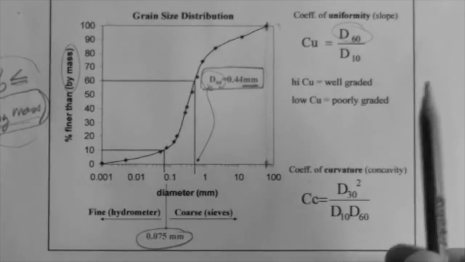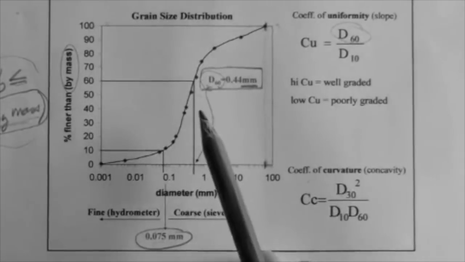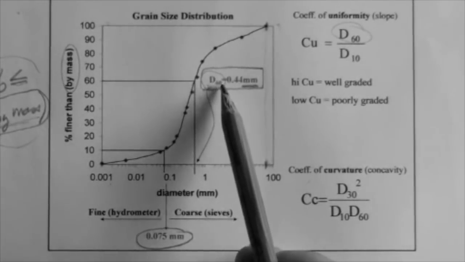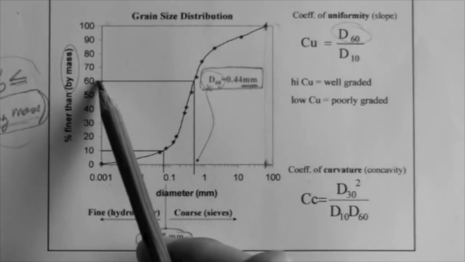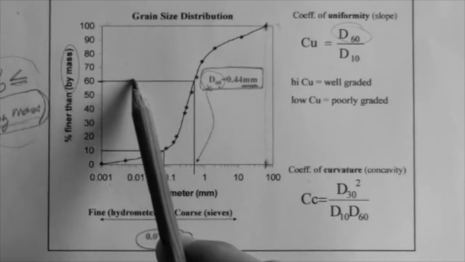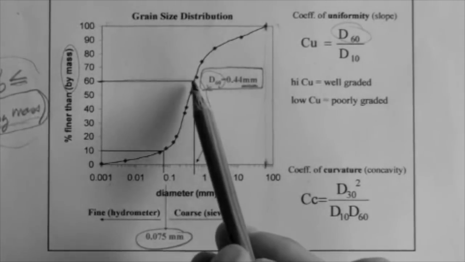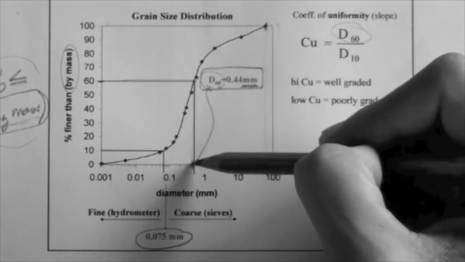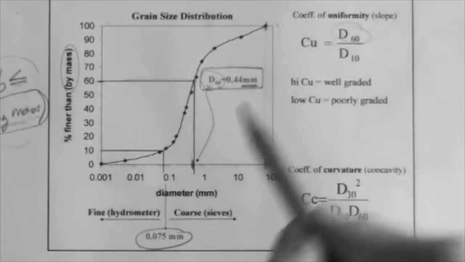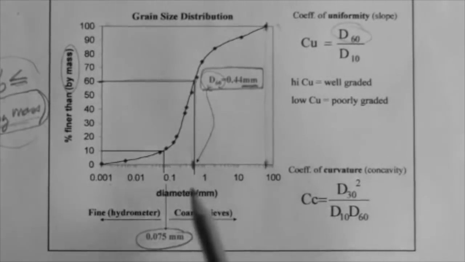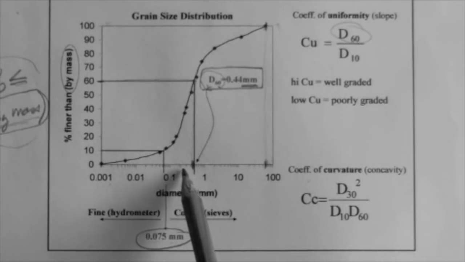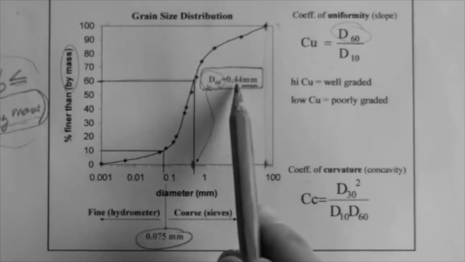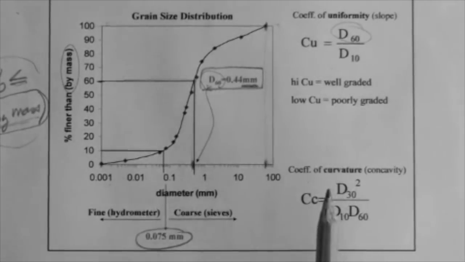So what do we say here? We say, okay, look, you want D60? Fine. We go to the 60th percent. We draw a horizontal line, hit the grain size distribution, drop down vertically, and read the size that is associated to the crossing there. That is about 0.44 millimeters. Okay, so that's D60.